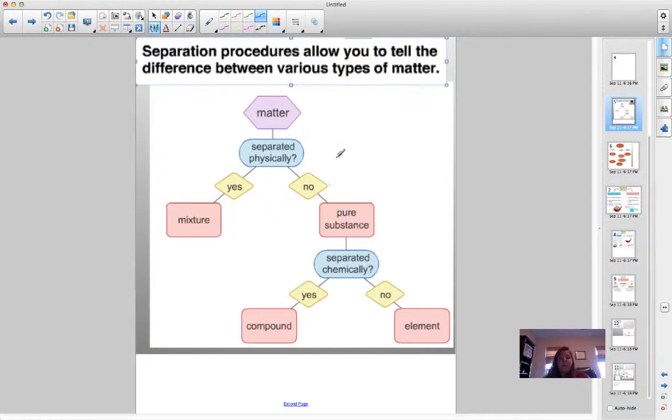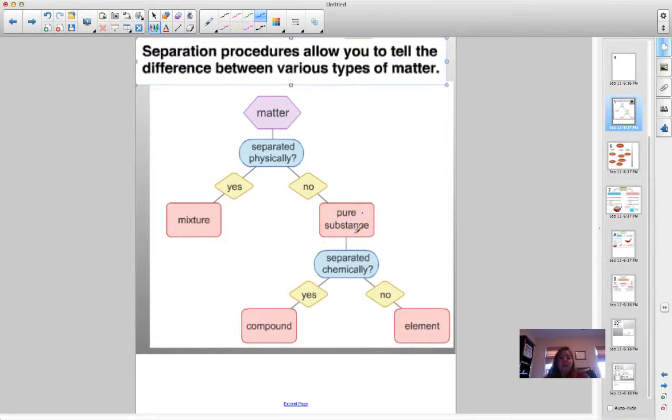If it cannot be separated physically, meaning by boiling it or evaporating it, or freezing it or something of that nature, if we can't filter it, then it's going to be coming down this area. That's going to be more along the lines of chemical. But if you can't separate it physically, then you're down here in this area of a pure substance, okay?